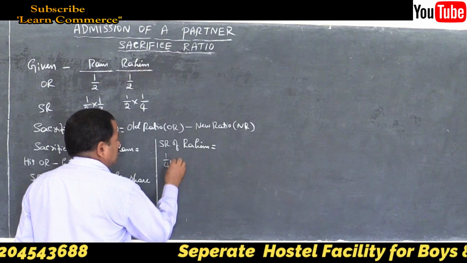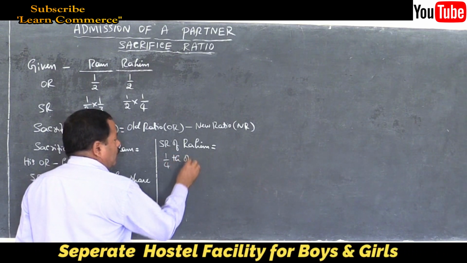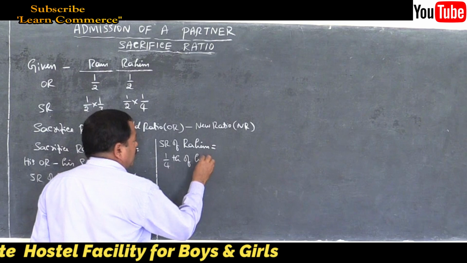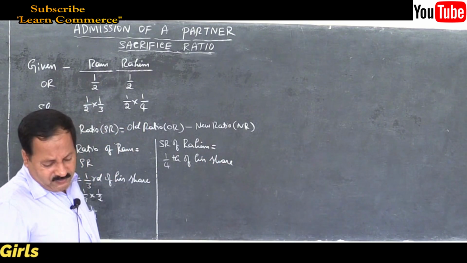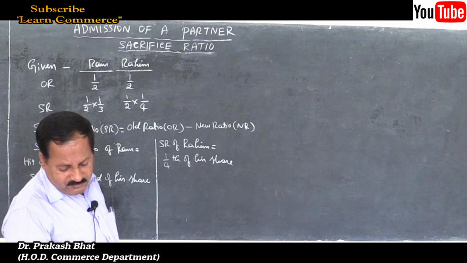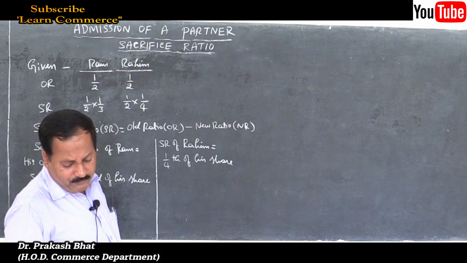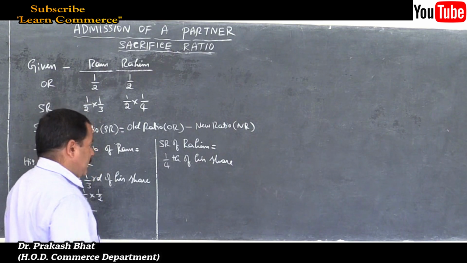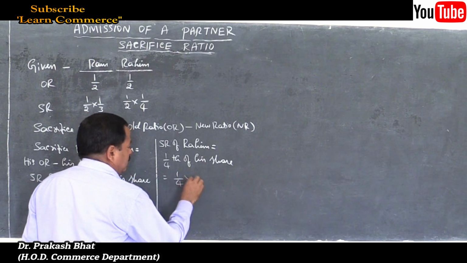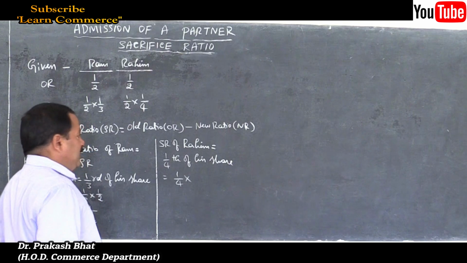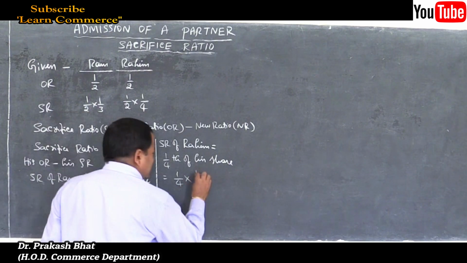1/4 of his share. It's very clearly given in the problem. That is, 1/3 and 1/4 of his share is equal to how much? 1/4 of means into old share was 1/2.